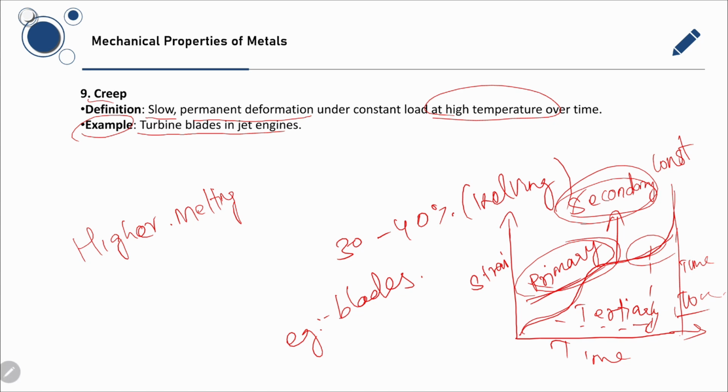Then tertiary, stage 3. The curve bends upward. Creep accelerates because damage builds: voids, micro cracks, necking, grain boundary sliding. So the failure is close. The time to rupture is marked by the dashed vertical line, where the specimen finally breaks at that stress and temperature. So this is the time to rupture.